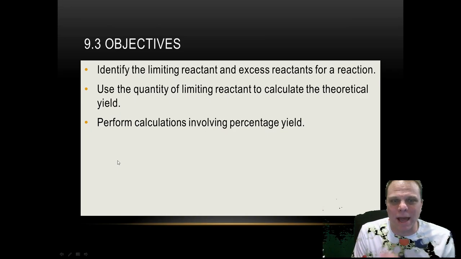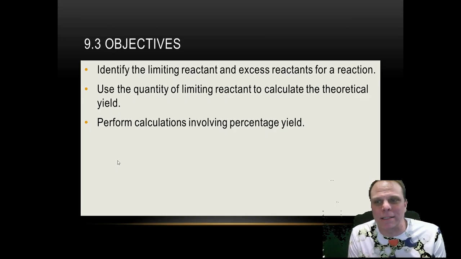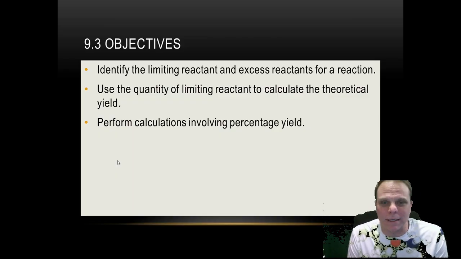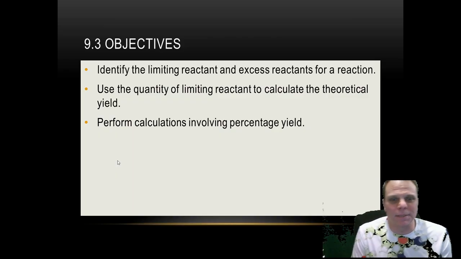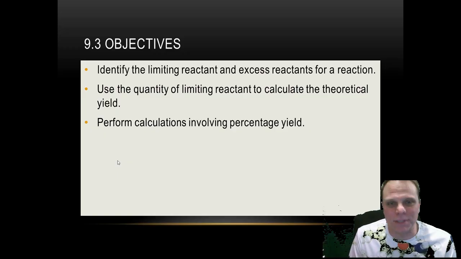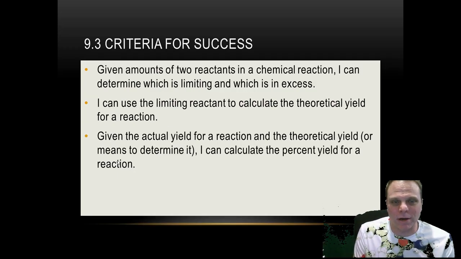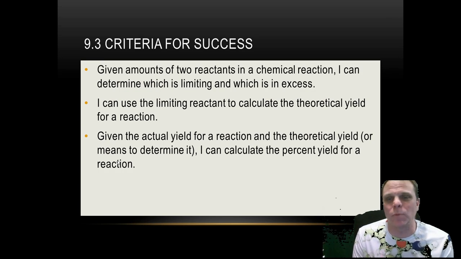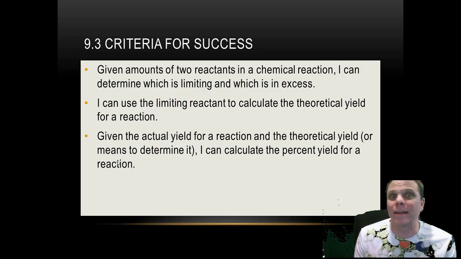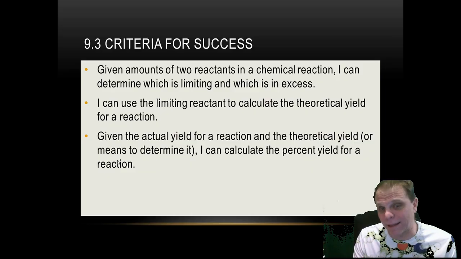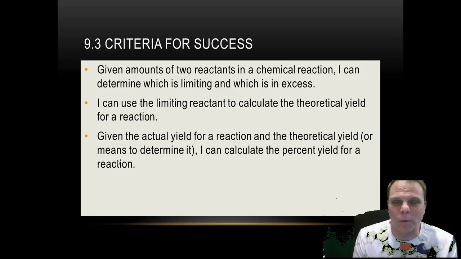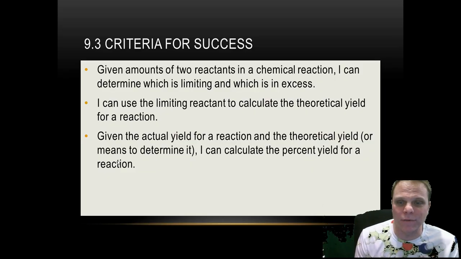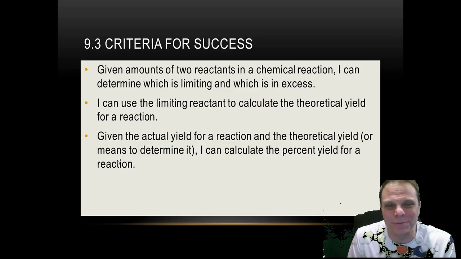So our objectives here today: identify the limiting reactant and excess reactants for a reaction, use the quantity of limiting reactant to calculate the theoretical yield, and then perform calculations involving percentage yield. So our criteria for success: given amounts of two reactants in a chemical reaction, I can determine which is the limiting and which is the excess. And then I can use the limiting reactant to calculate the theoretical yield for the reaction. And if I have the actual yield and the theoretical yield for the reaction, whether I determined it or whether it was given to me, then I can calculate the percentage yield for the reaction.